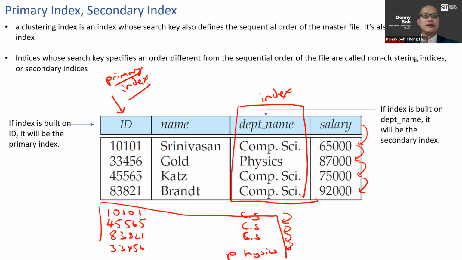Right now, if I build an index on my ID, this will now be a secondary index because the data is not stored continuously in sequential order on my disk. If based on this data, I build an index on my department name, this index will now be a primary index because it is stored in a sequential order on my master file.